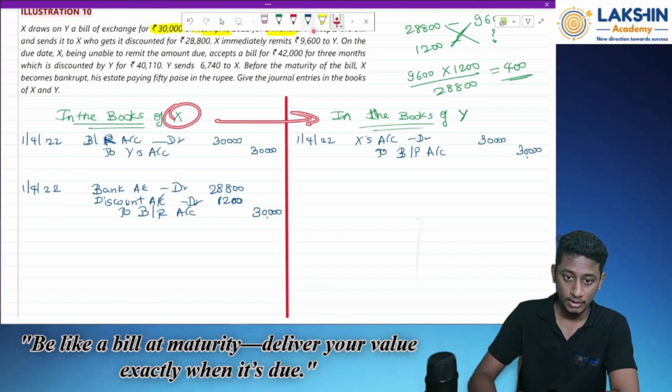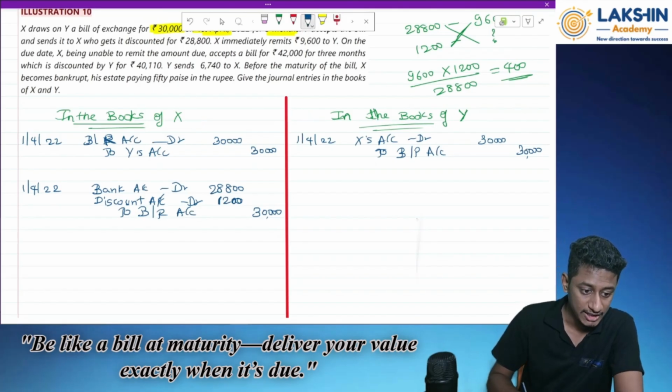Now, pass the entry for the payment. On the same date, the amount was transferred to Y. So, payment entry, right? So, to bank account.